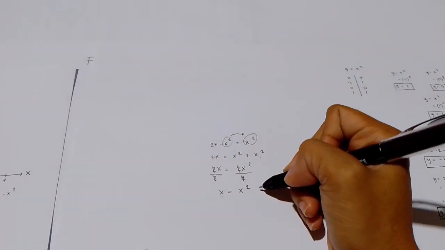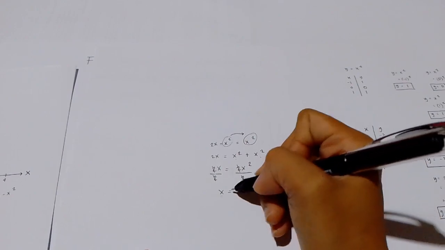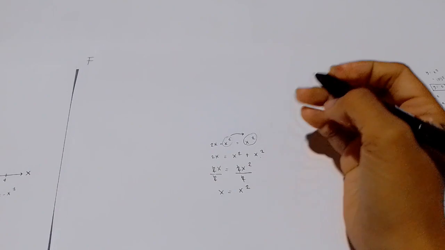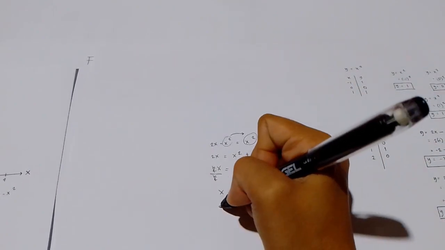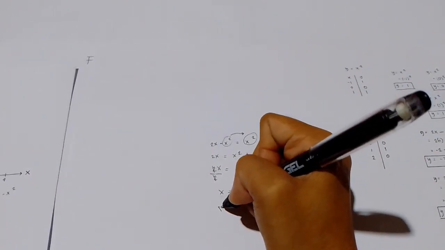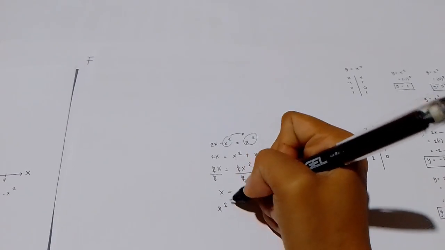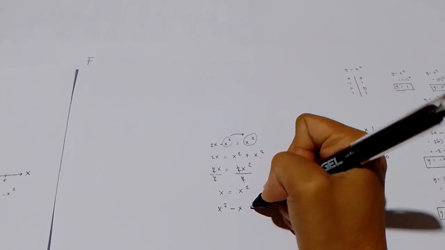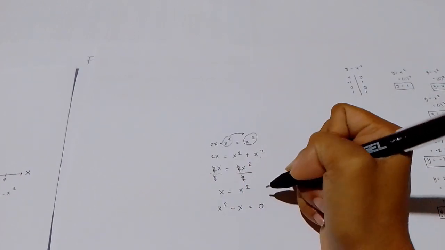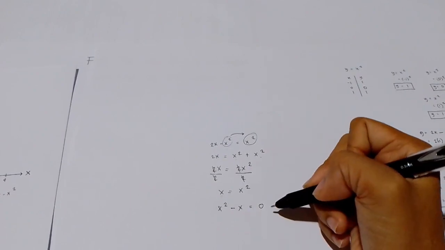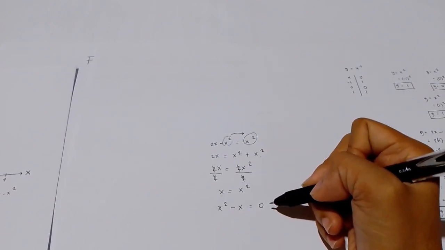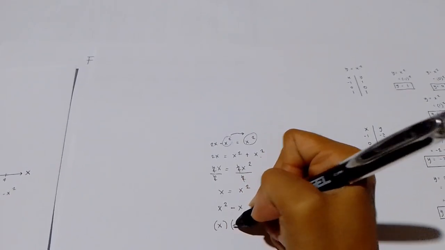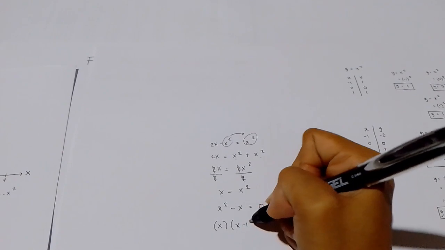Then next step is to equate this equation to 0. So we have here x squared, transpose x. It would become negative x equals to 0. Then factor out this equation. So we have x times x minus 1.